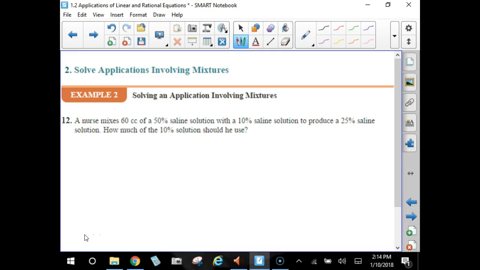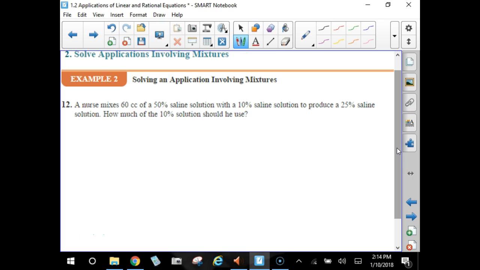In example 2, we're going to be looking at an application problem involving mixtures. Here's an example. It says a nurse mixes 60 cc's of a 50% saline solution with a 10% saline solution to produce, or she wants that to equal, a 25% saline solution. How much of the 10% solution should he use?